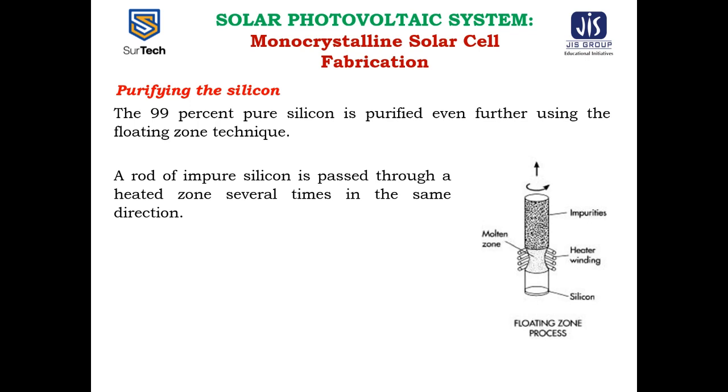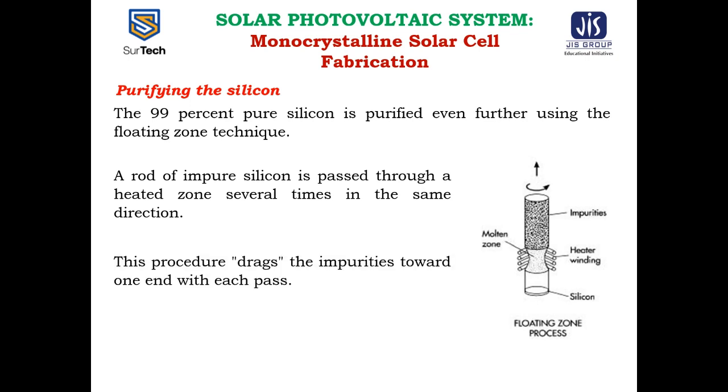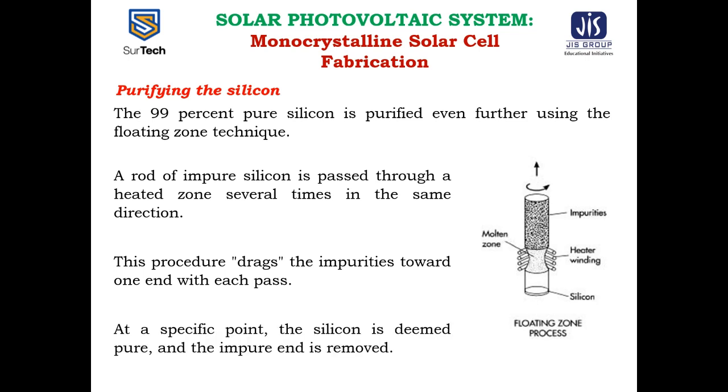The rotating and pulling schemes are there. This procedure drags the impurities towards the end with each pass. These are the impurities. At a specific point, the silicon is deemed pure and the impure end is removed. Here this is the impure end and this is the pure end.